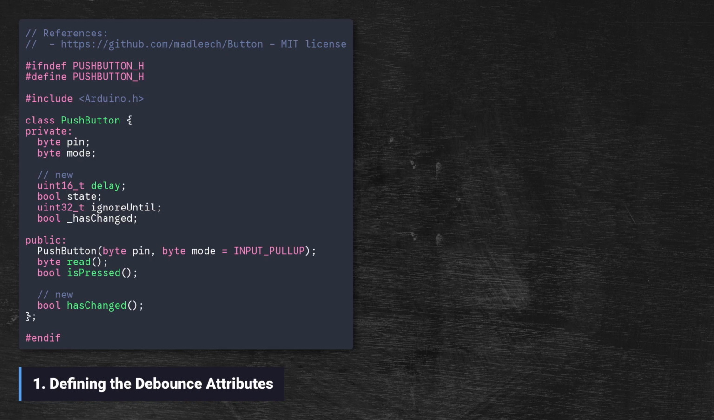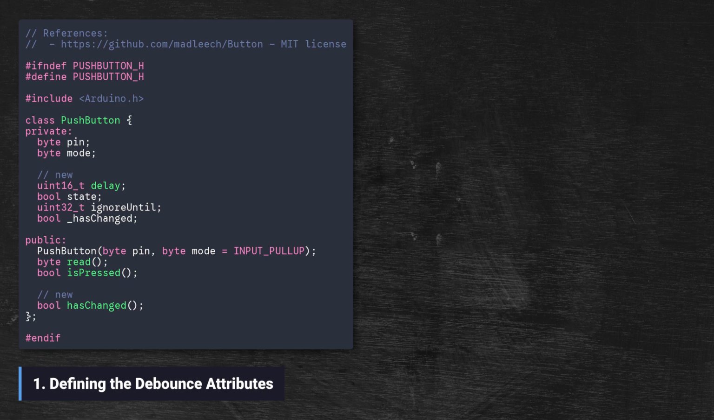In the header file, we add 4 new private members. About the delay, this is the debounce time. The purpose is that when you press a mechanical button, the internal metal contacts don't close perfectly. They bounce or vibrate, creating a rapid sequence of HIGH, LOW signals for many milliseconds.